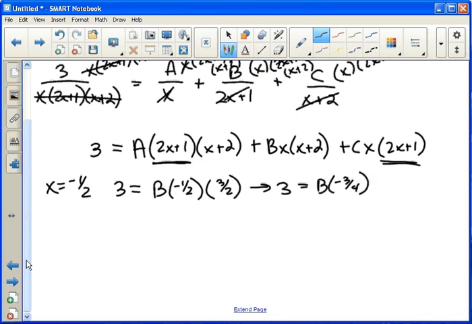Alright, next I'll choose the negative 2. And the order you do these convenient values in doesn't matter. If I do negative 2, it cancels out this piece and this piece, so all I'm left with is the c. So I'll get 3 equals c times negative 2 times negative 3. So that gives me 3 equals 6 times c. So c equals 1/2.